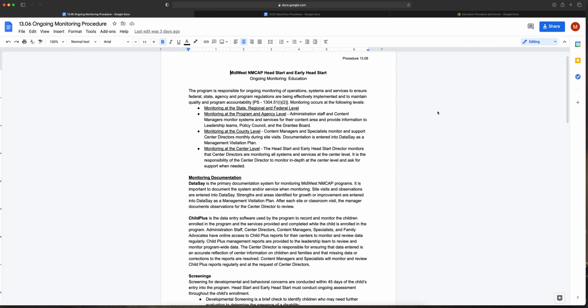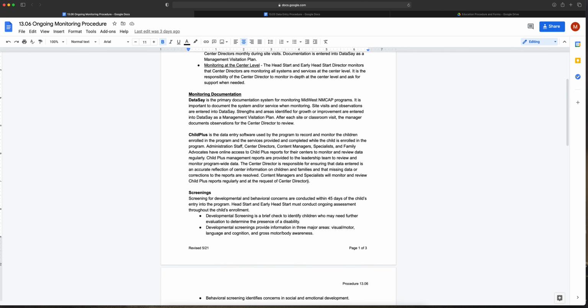Ongoing monitoring is really how we as an agency oversee all of our systems to ensure that we're effectively implementing our education program. And those monitoring procedures occur at different levels, and we're going to talk specifically today about the center or agency level. All of our monitoring documentation is entered into a couple of different places.